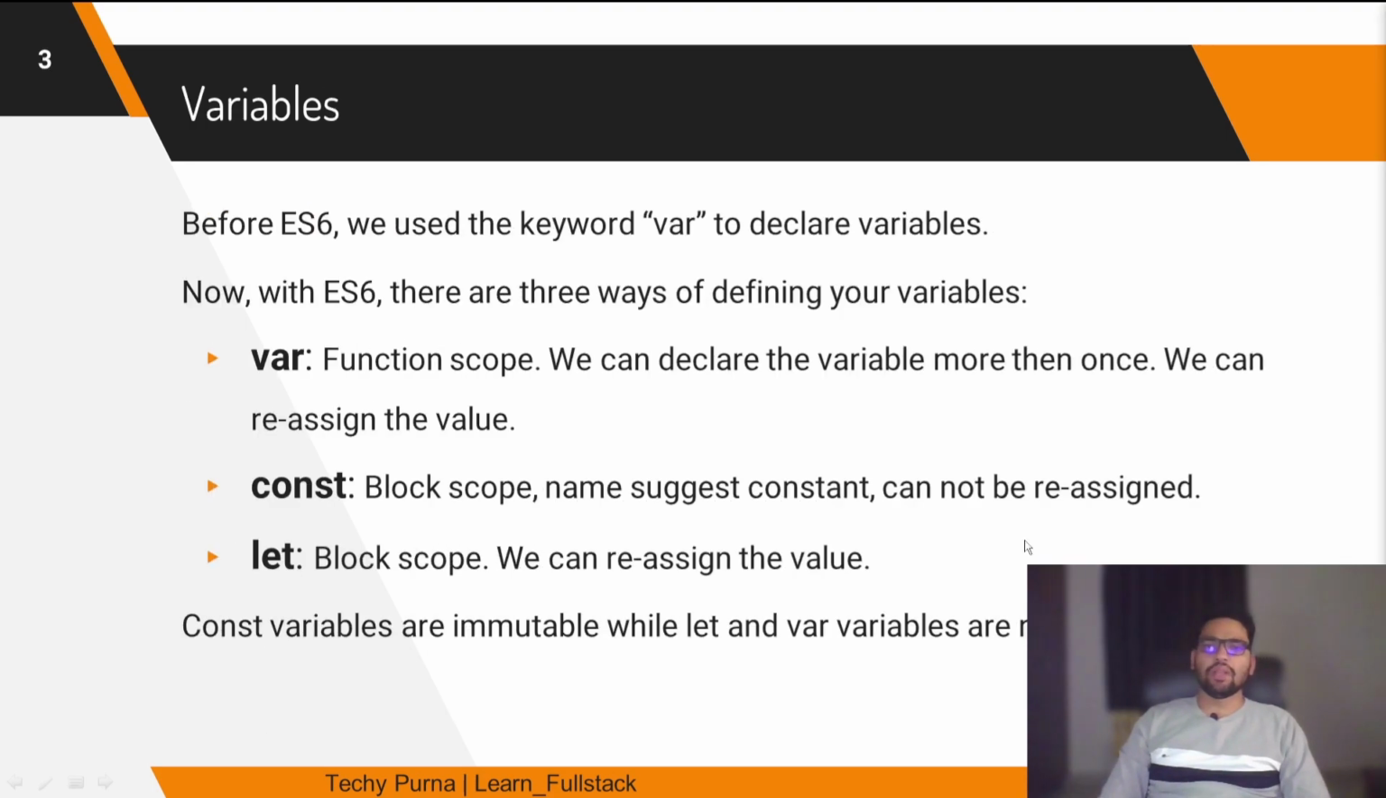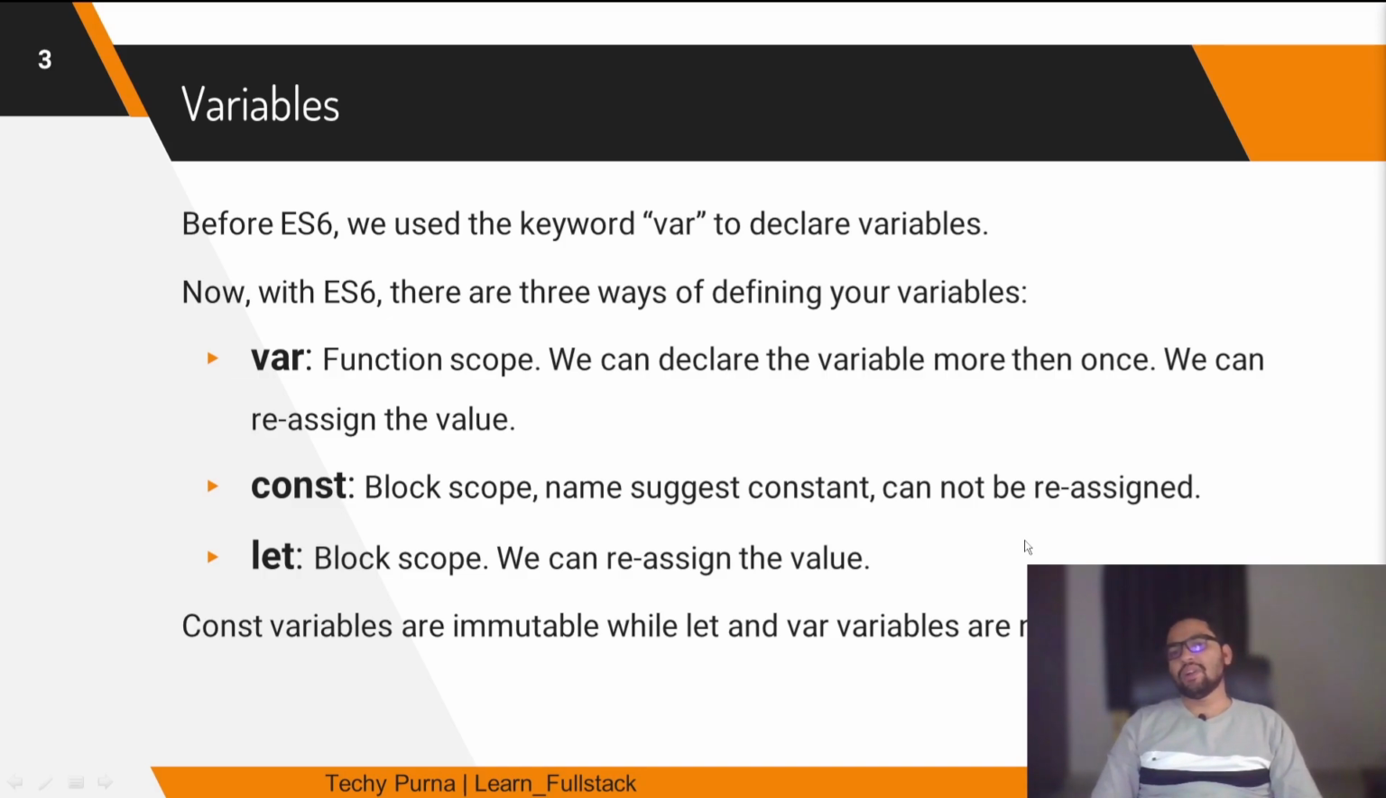So what is a variable actually? Variables hold information that can vary at a later time, right? So we can change it. Before ES6, we used the keyword var to declare variables, and now with ES6, there are three ways of defining variables, right? So what are those? That is var, const, and let.